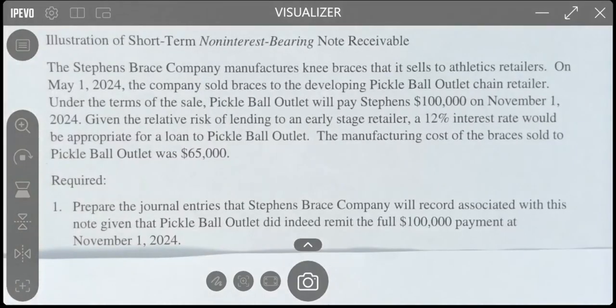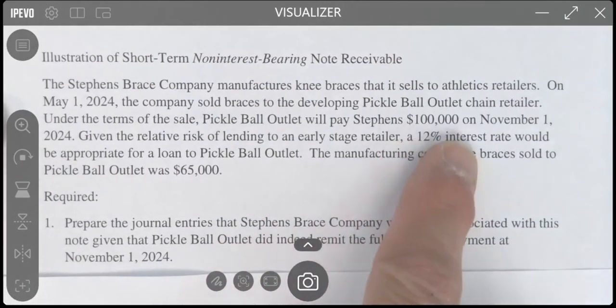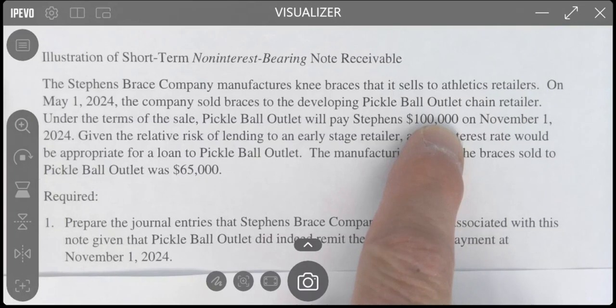Stevens Brace Companies manufactures, again, knee braces. So this time all the facts are the same, except that the $100,000 note is non-interest bearing. So prepare the journal entries. Okay. The big learning here is that we no longer sold these braces for $100,000. We sold them for $94,000.